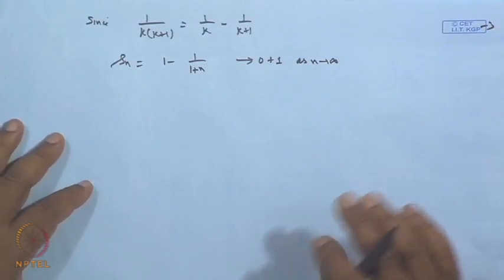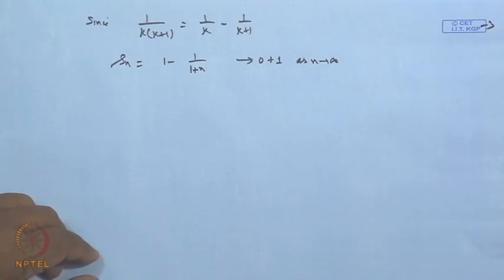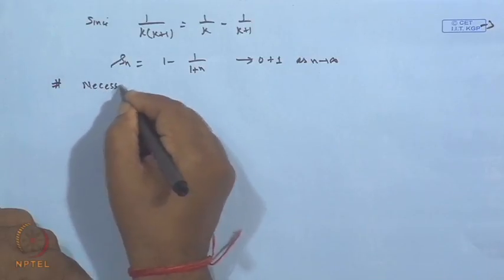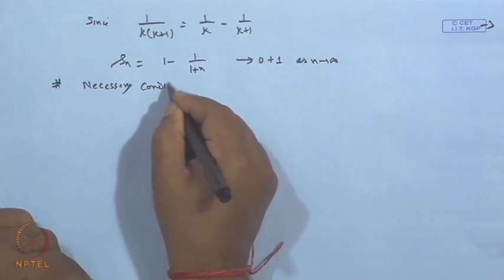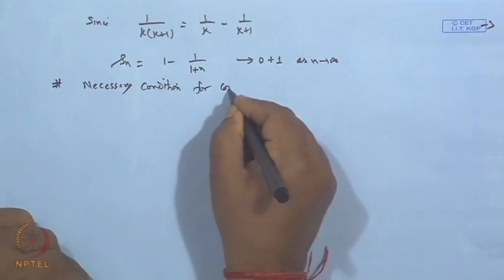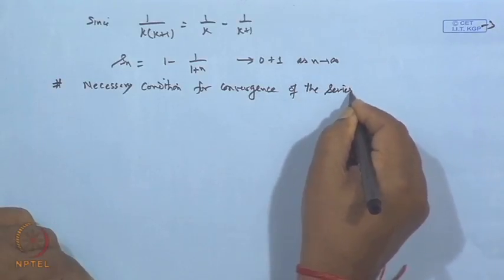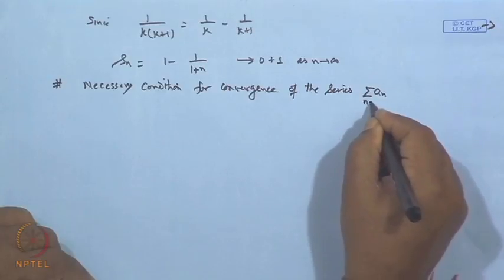Now, in the case of convergent series, there is a necessary condition that if a series is convergent, then its nth term will always go to 0. That is a necessary condition for us. So, if a series whose nth term does not go to 0, the series cannot be a convergent series. So, that is the criterion which we have, the necessary condition for convergence of the series sigma a n, n is 1 to infinity.